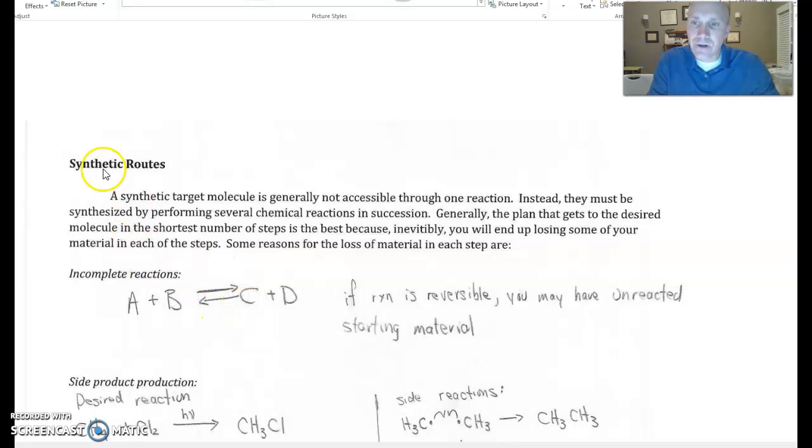So in this video, I'd like to talk about synthetic routes. Basically, a synthetic route is a plan that you can make in order to make a desired organic molecule.